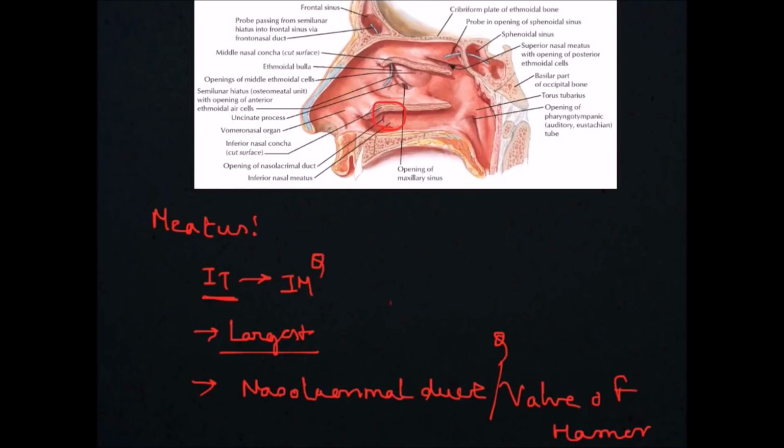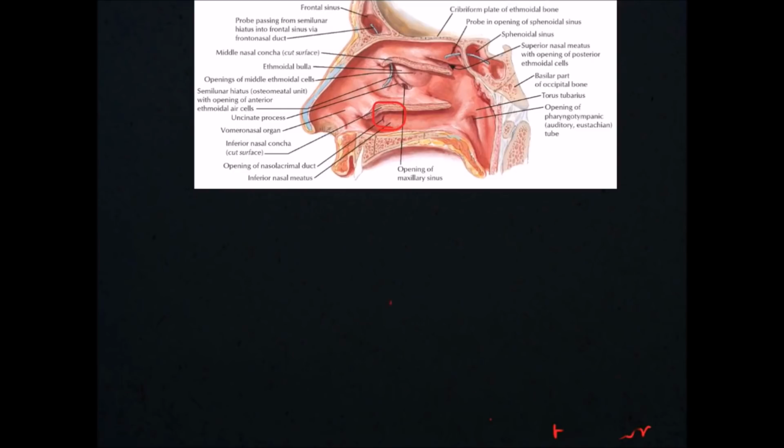Good. So next question: what is the middle meatus? I hope you are now clear. The middle meatus is lateral to the middle turbinate. Next question: which structures open in the middle meatus? Very important question, because the middle meatus is one of the potential sites of sinusitis, from where sinusitis extends.